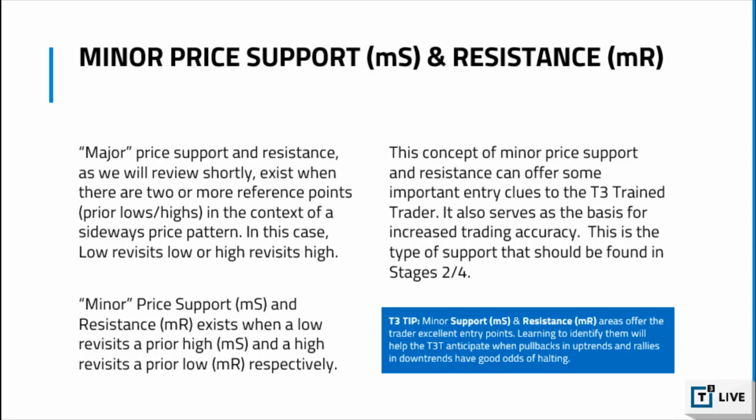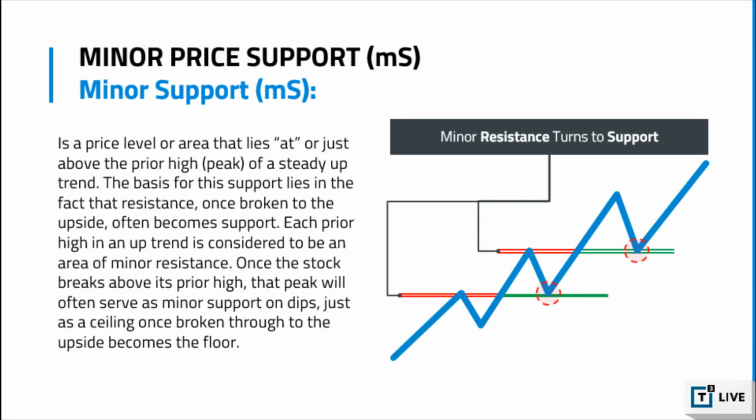So what is it, you might say? Well, here's what it is. In an uptrend, when the stock pivots, like over here, puts in a pivot high or a high pivot, that creates a bit of resistance. So when it overcomes that pivot high, that becomes support on a pullback. So what was resistance becomes support on a retest, on a pullback to that support area. So that is minor support.